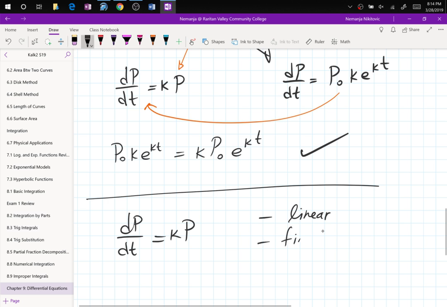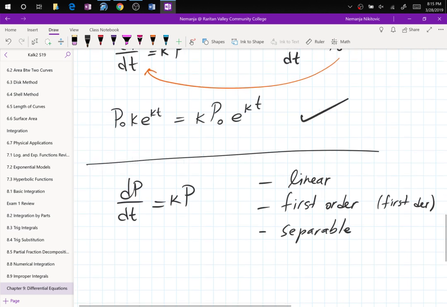It's also first order because you only have first derivative. And it's separable because you can separate p's from t's and use separation of variables, right, which is integrate both sides to solve it.